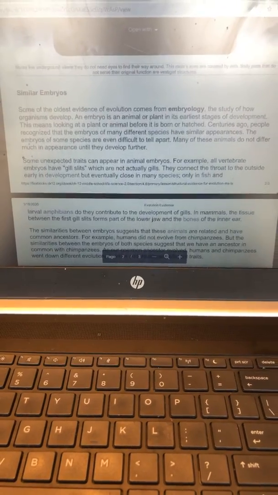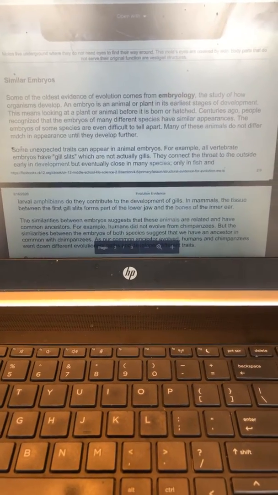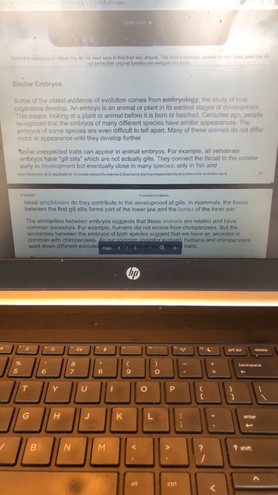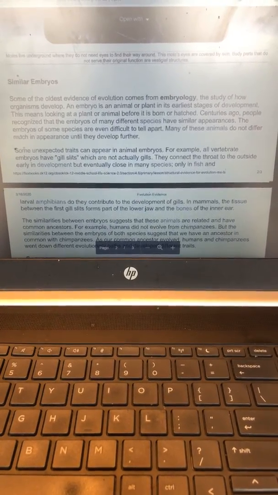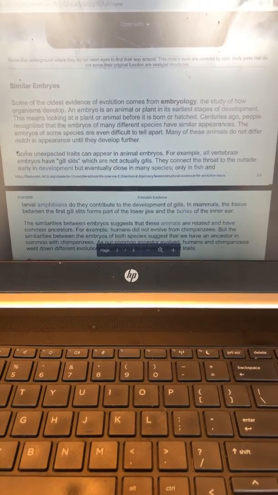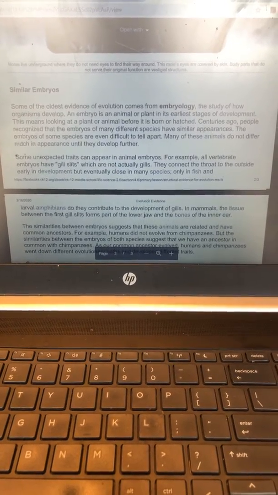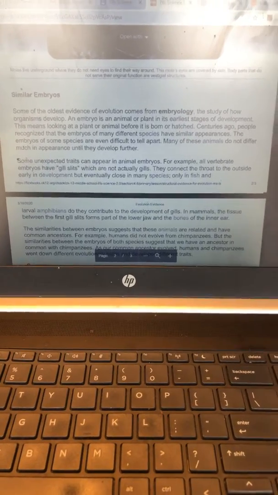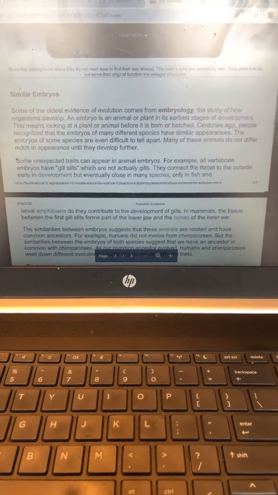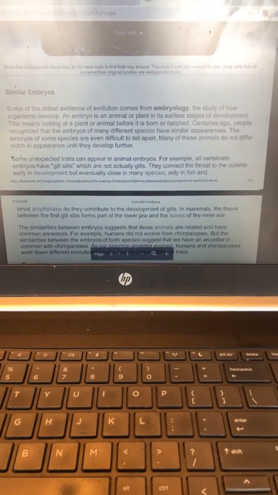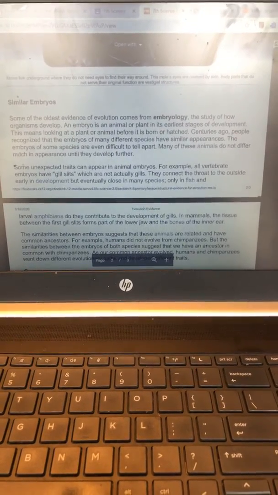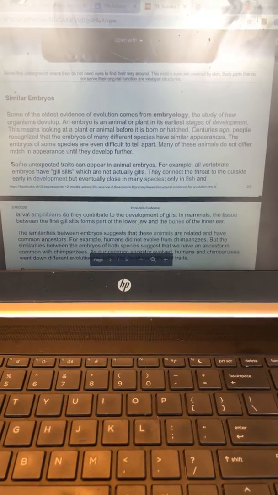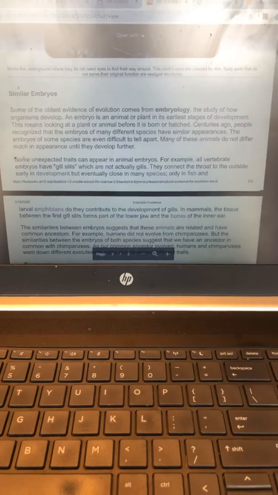Similar embryos. Some of the oldest evidence of evolution comes from embryology, the study of how organisms developed. An embryo is an animal or plant in its earliest stage of development. This means looking at a plant or animal before it's born or hatched. Centuries ago, people recognized that embryos of many different species have similar appearances. The embryos of some species are even difficult to tell apart. Many of these animals do not differ much in appearance until they develop further.